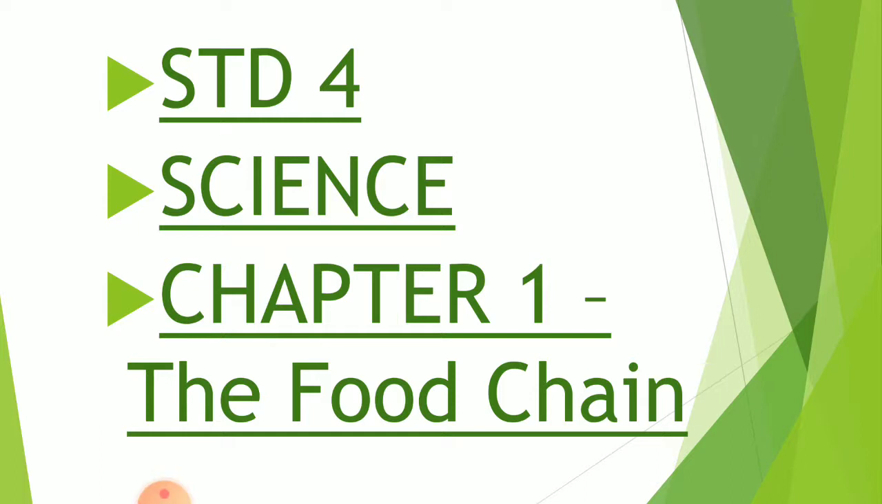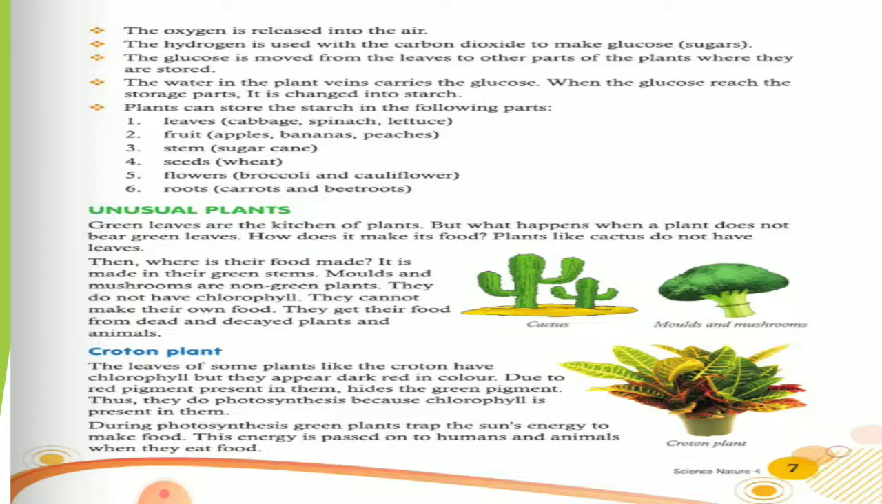Today's topic is the food chain, and this topic is taken from chapter 1. So open chapter 1, open your science book and chapter 1 from your science book. Open page number 7. There you can see the topic unusual plants. In the last class you have learned about what is photosynthesis and what is the basic structure of a leaf.